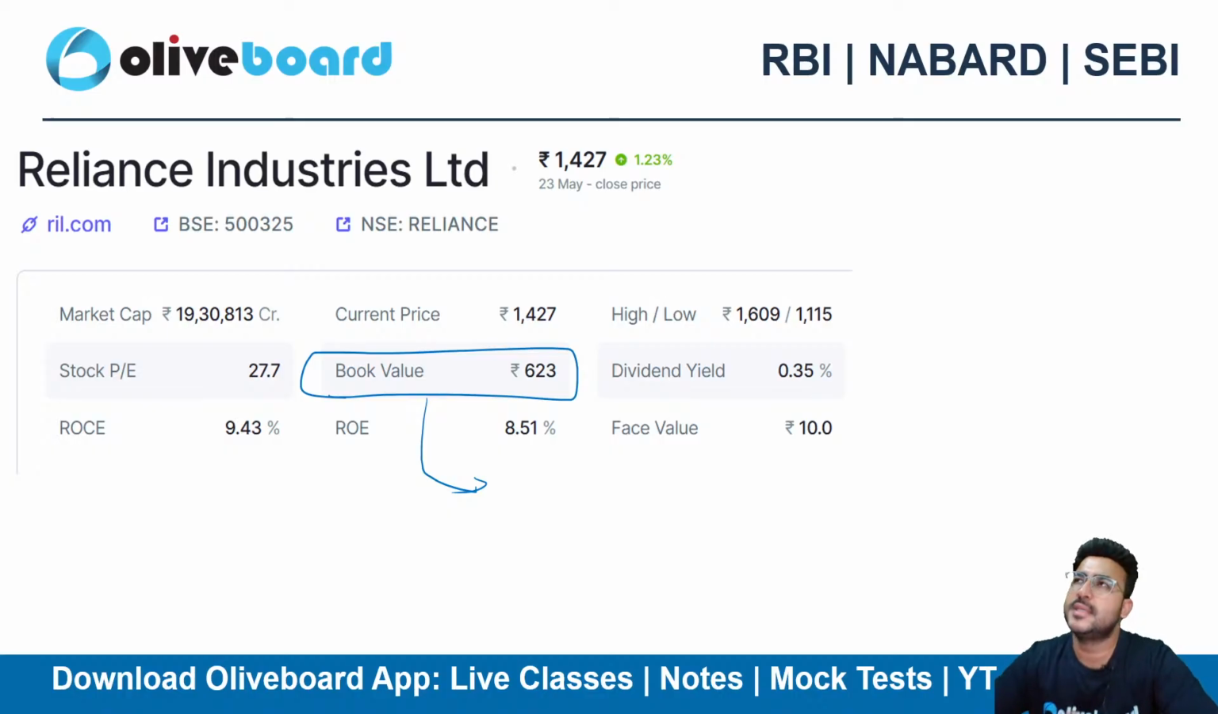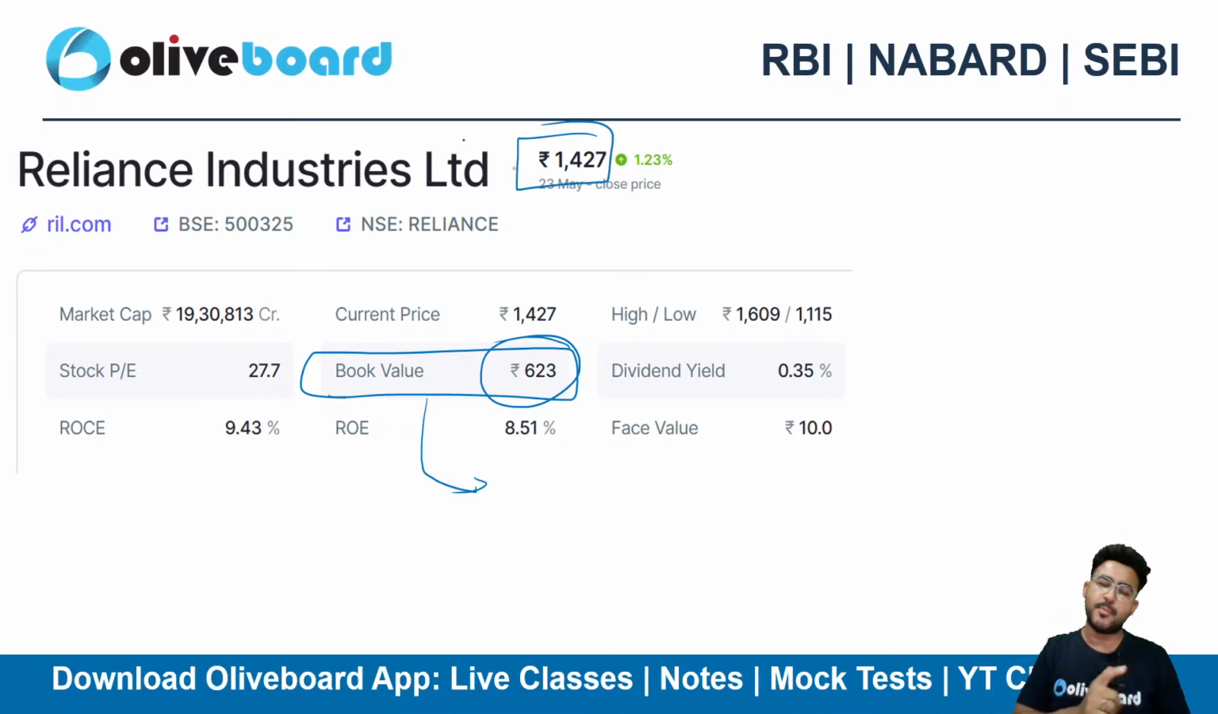Book value means, let's suppose Reliance Industries goes bankrupt. So what amount will every shareholder be getting? That's 623 rupees. Every shareholder will be getting only 623 rupees. Sir, but the share price as of now is 1427. It doesn't matter. The book value is only 623 rupees.